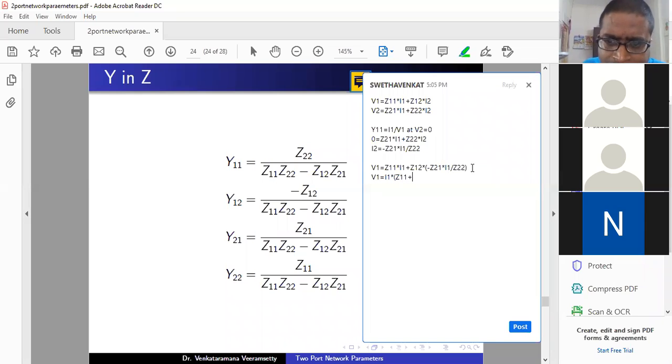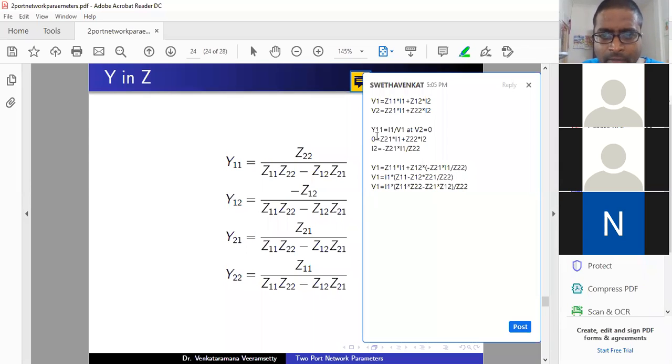Z11 plus, no. This is the plus here and inside is the minus here. So we can write this one as minus Z12 multiplied with Z21 divided by Z22, right? So after taking the Z22 LCM, we have V1 equal to I1 multiplied by, if you take Z22 LCM, Z11 into Z22 minus Z21 multiplied with Z12, divided by Z22, right?